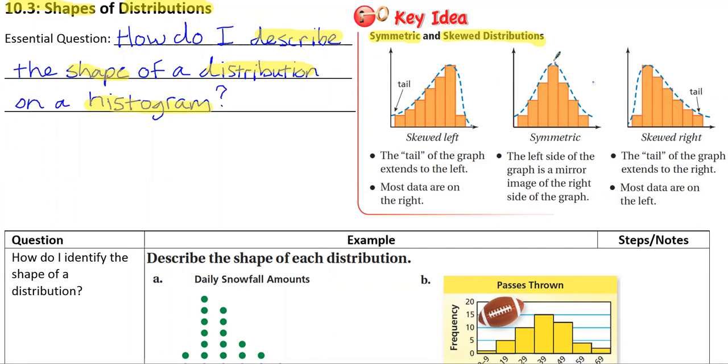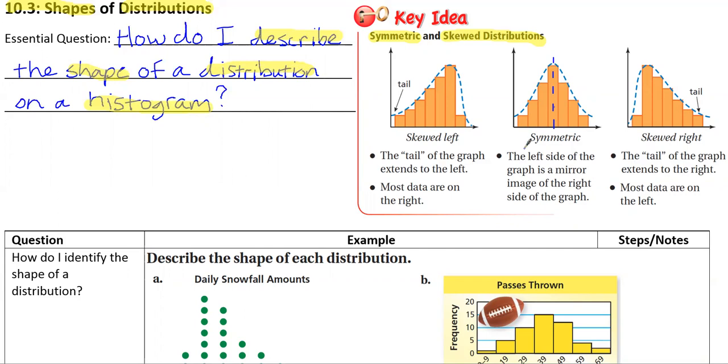If something is symmetrical, it means that there is an axis of symmetry, which means if I drew a dashed line right down the middle of this histogram, the left side is a mirror image of the right side, or I should say the left side is a reflection of the right side. And so it's symmetric. It's like a human face or so many things that you see that are symmetrical.